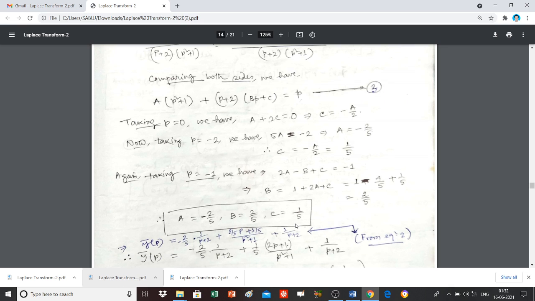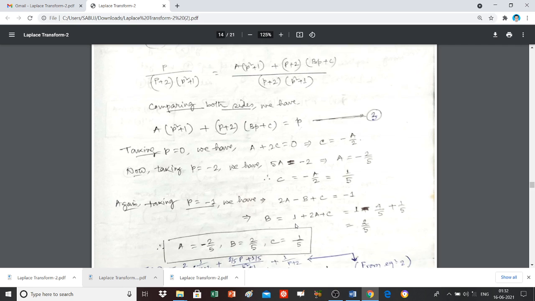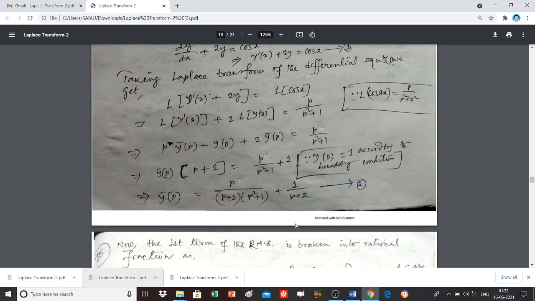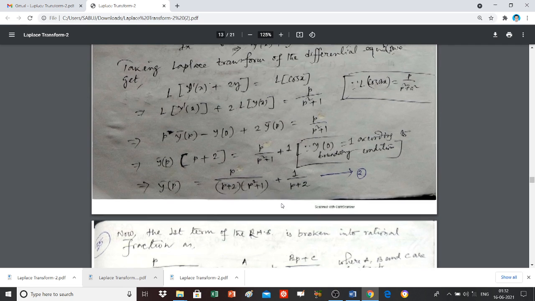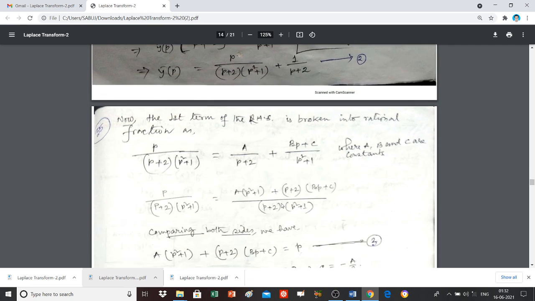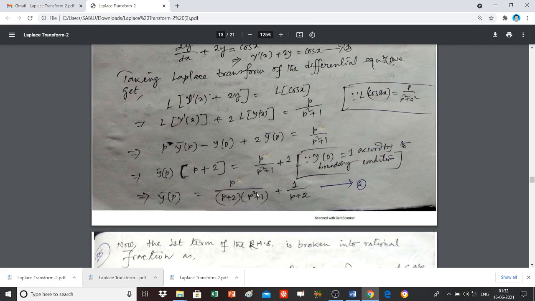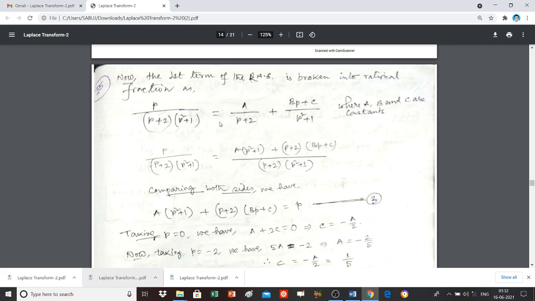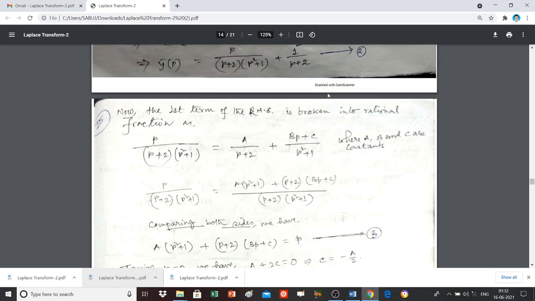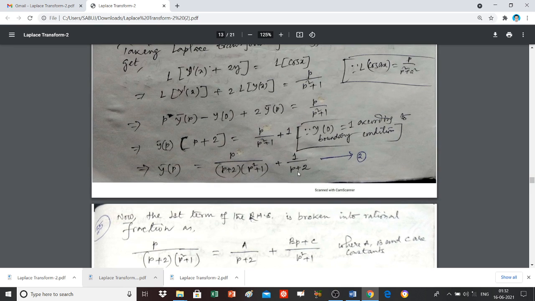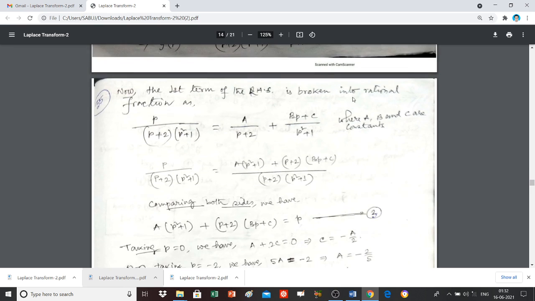Now we have to substitute these values in equation number 2, that means in this expression. The first term of the right hand side of equation 2 is here also. So here we have to substitute the values of a, b, c, and since according to this relation another term, 1 by p plus 2, is here, that should be added with this.